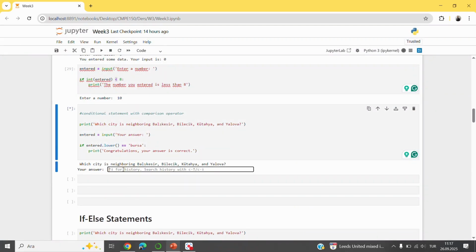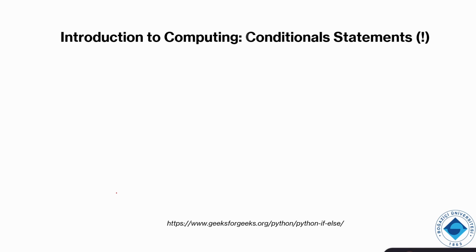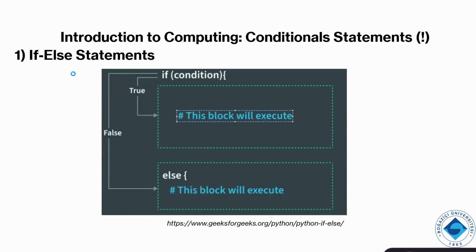But if I write something like Istanbul, then no, it's not correct and it will not enter the if block. So we can continue with if else statements. If our condition is not equal to true, or does not meet this condition, it will go to the else block directly, and the else block will be executed.